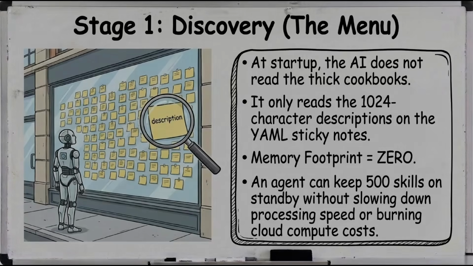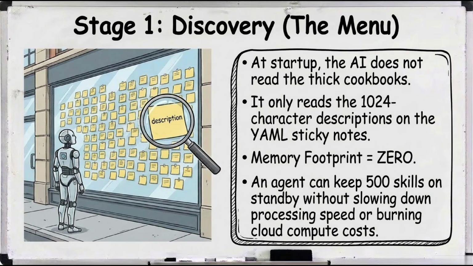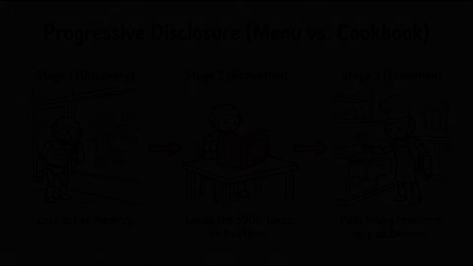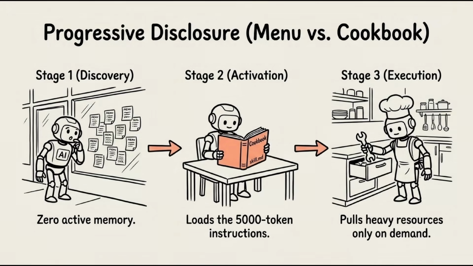Stage 1 is the discovery stage. Imagine the AI agent walking into a massive library of restaurants. At startup, the AI does not read the thick cookbooks. It only reads the menus in the window. And in our case, the menu is just that tiny 124-character description on the YAML sticky note. Exactly. Because it's only reading those tiny descriptions, the memory footprint is basically 0. An AI agent could have a library of 500 different skills loaded up on standby, and it wouldn't slow down its processing speed or burn through expensive cloud compute resources at all, because it's only holding those tiny menus in its active memory. That is so smart.